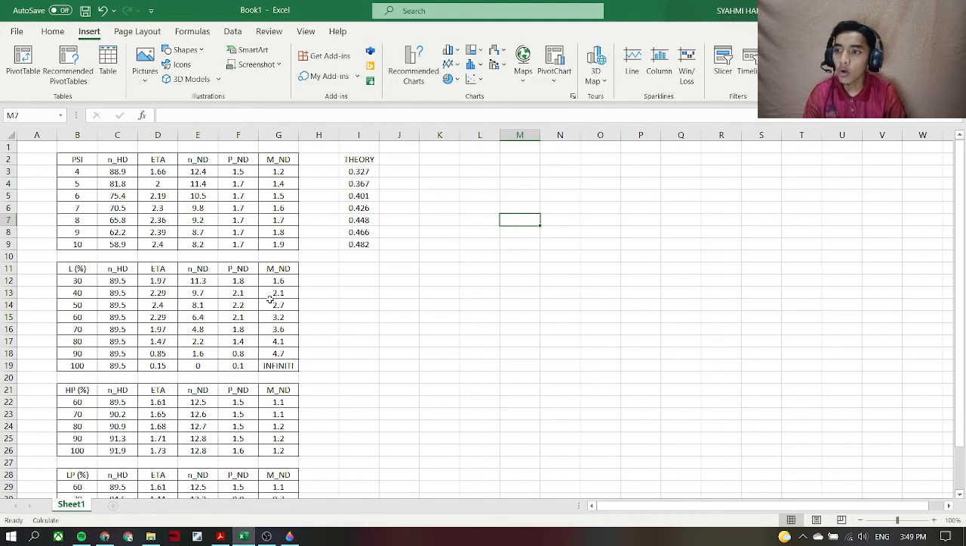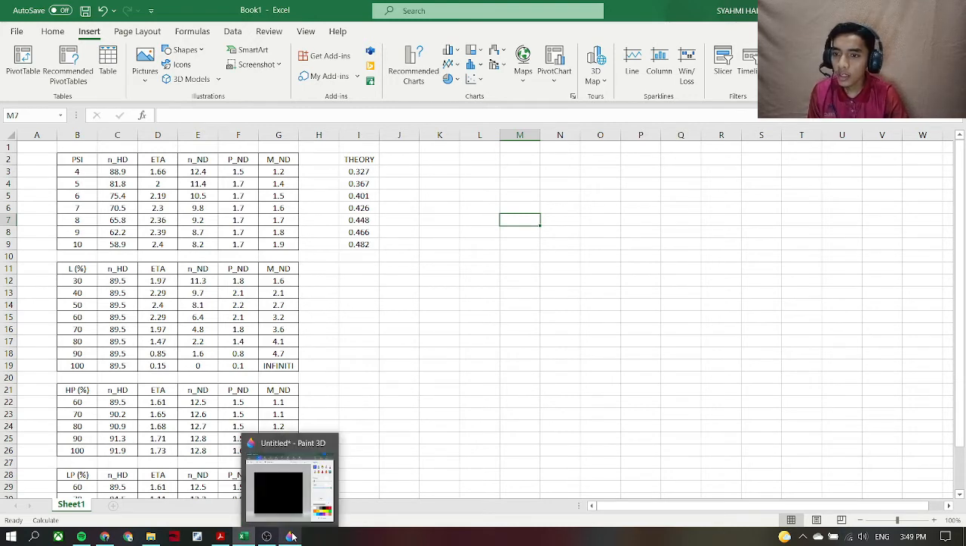So first, before we go to the plot graph for the thermal efficiency versus pressure ratio, we will need to do some calculation. So in the graph for the thermal efficiency versus pressure ratio, we will need to put the theoretical value also. This is the theoretical value that we get from the calculation.